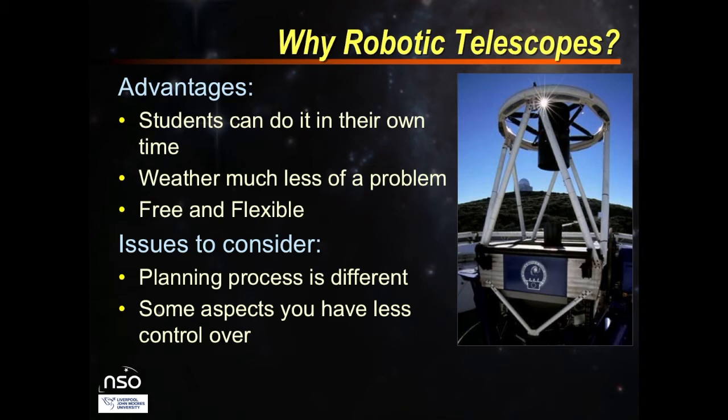But there are also issues that you need to consider. The planning process is different. It's different from if you were actually getting a telescope out in your own school and making the observations yourself. It's not worse or better, but it is different. And there are some aspects you have less control over, because the telescope and the computer systems at the telescope are making a lot of the decisions for you. That means it's harder to get it wrong, of course, but it also means that the skills that your students learn will be slightly different. So you have to bear that in mind, and you'll have to look for aspects that your students can emphasize during their reflection.